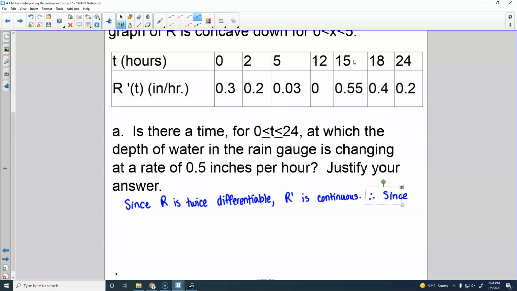So I'm just going to use R prime of 0, but you could use literally anything else except for R prime of 15. So you're going to say R prime of 0, which equals 0.3, is less than 0.5, which is less than 0.55, which is R prime of 15. It's going to come up later for another part of this problem. So it doesn't matter here, but it's going to matter later.